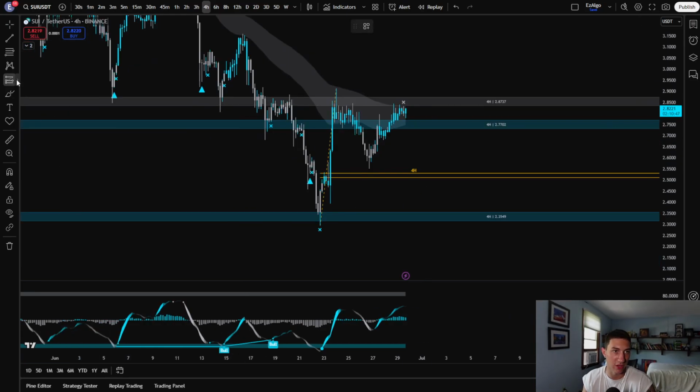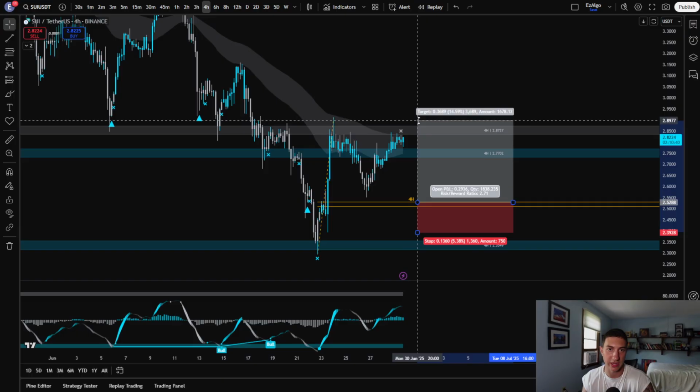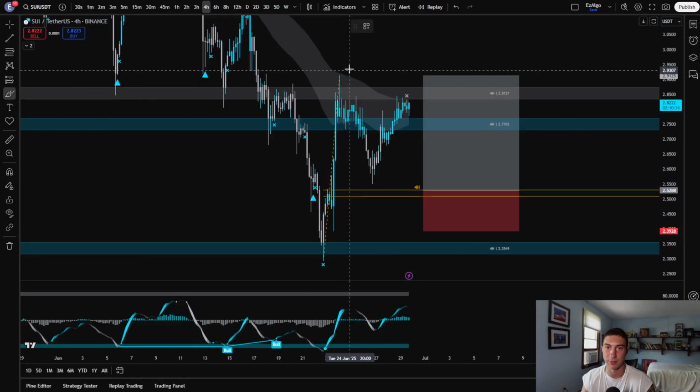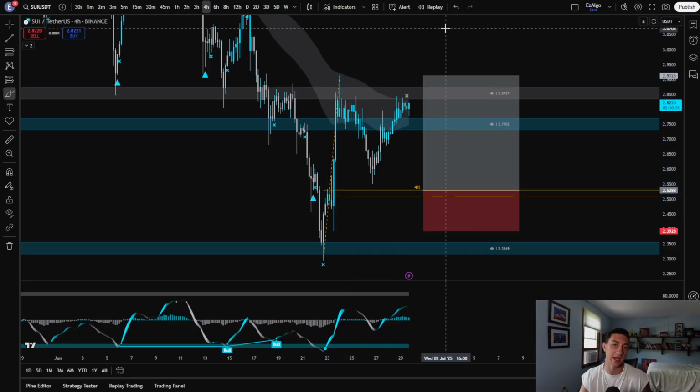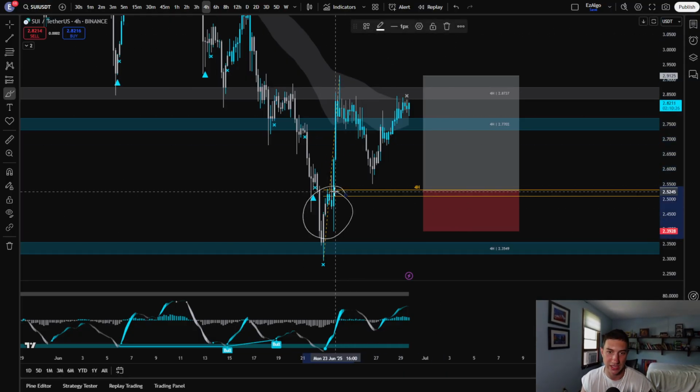So here is my first long idea, okay? It would just be at the golden pocket fib. Now, the reason why I like this trade here, number one, we had this strong displacement move to the upside. A displacement move just means large bullish candles to the upside. All this is showing us is that buyers were stepping in here.